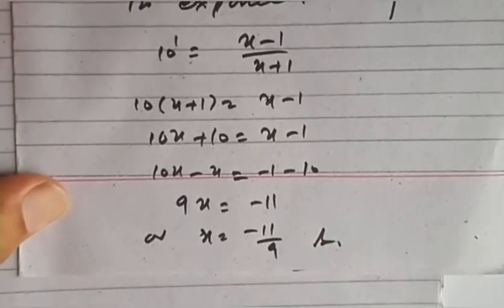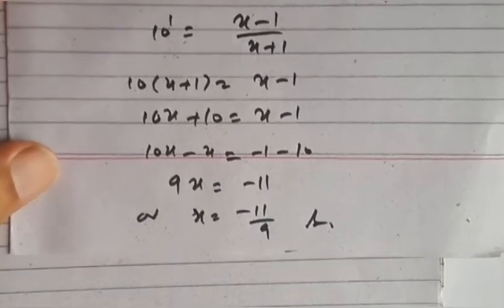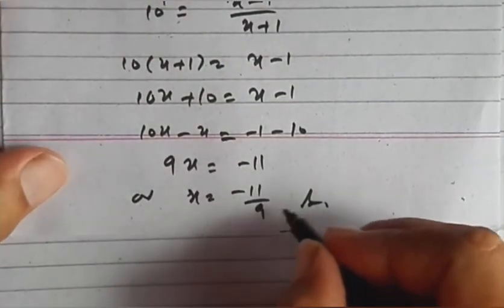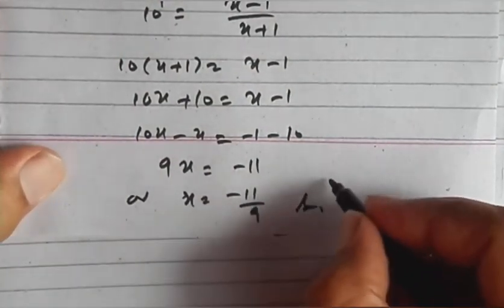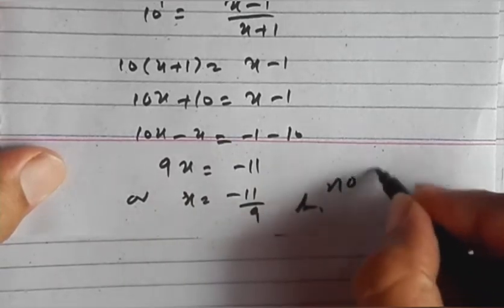Here the value of x is minus 11 by 9, which is not possible. The domain should be always positive, so no solution.